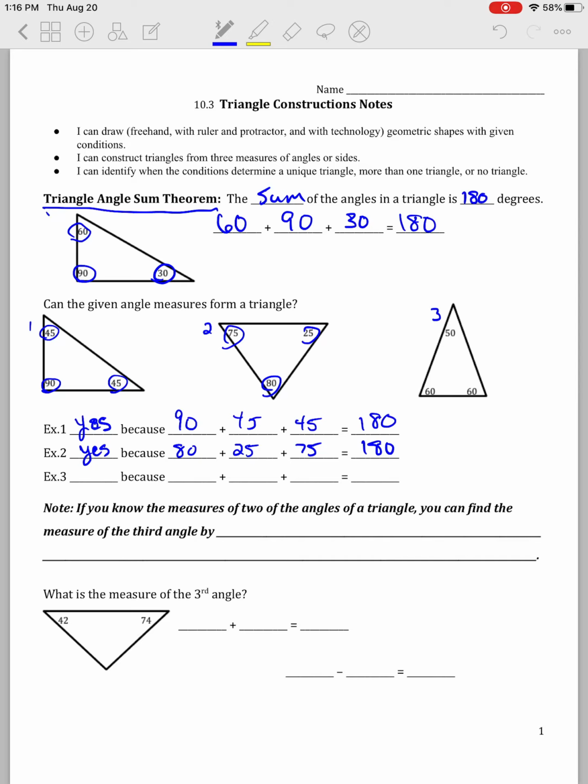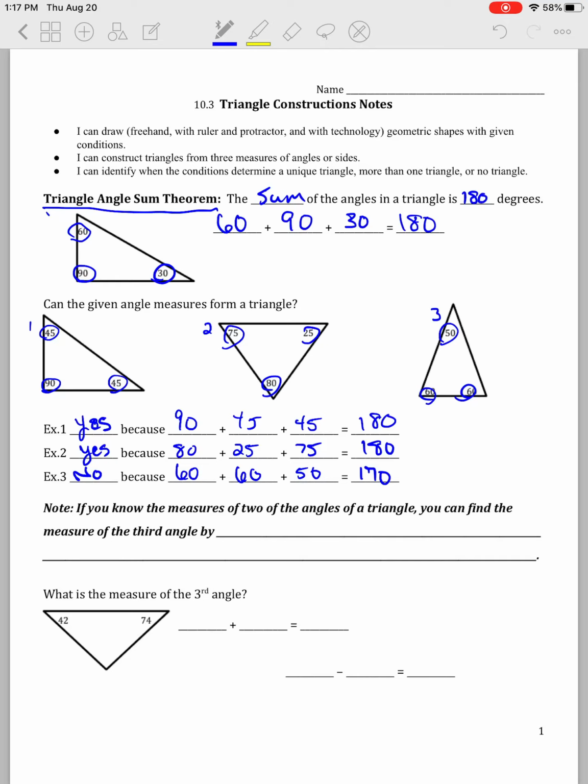All right, let's look at one more. 60, 60, and 50. 60 plus 60 plus 50. 60 and 60 are 120, plus 50 makes it 170. Is that equal to 180? It's not. So therefore, by the rule of the triangle sum theorem, this cannot be a triangle. It's that simple. All three angles, when added together, have to make 180 degrees. If they don't, it's not a triangle at all.